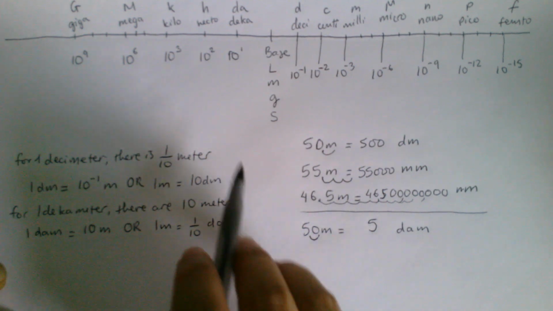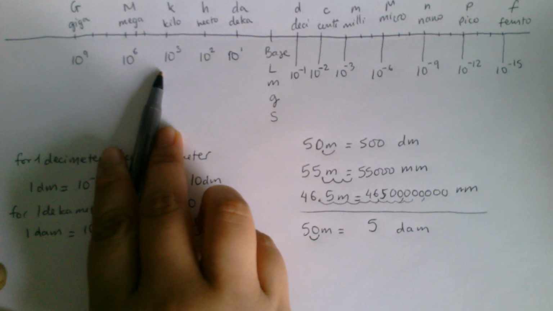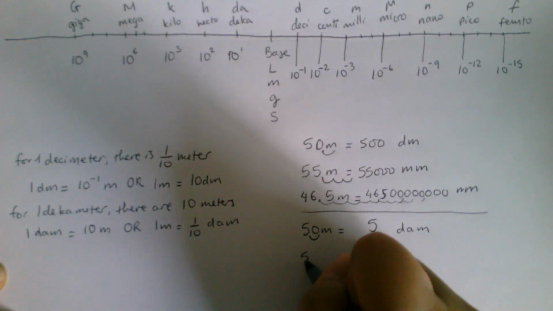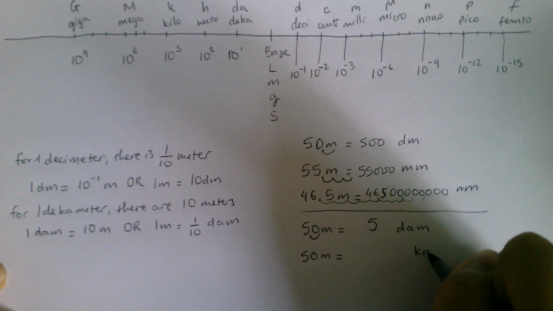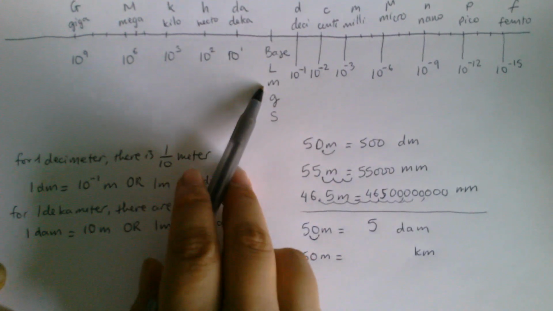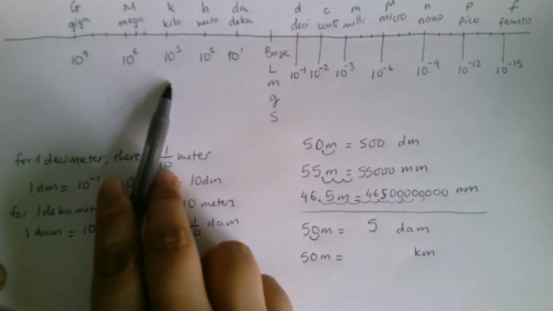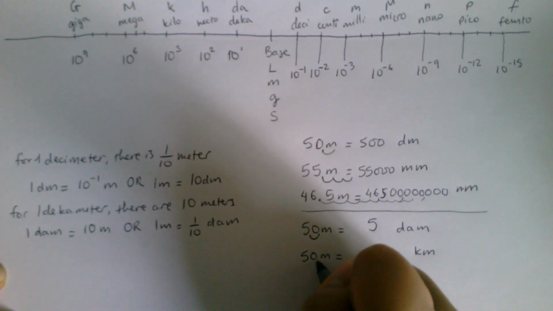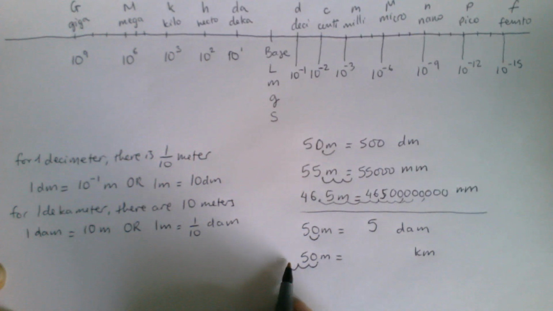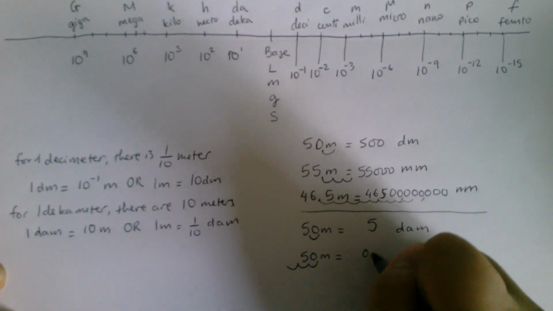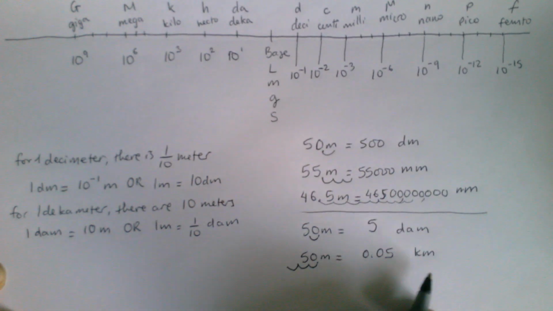Let's go with a little bigger. Kilo. 50 meter equals how many kilometer? Well, we go off to the left, 1, 2, 3 spaces. So here's the decimal going 1, 2, 3 spaces. That would be 0.05 kilometer.